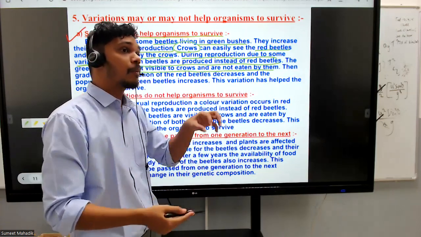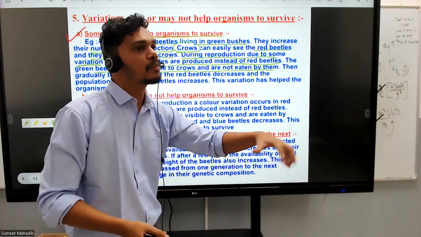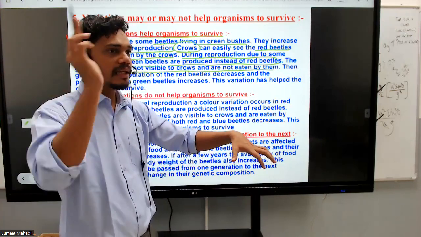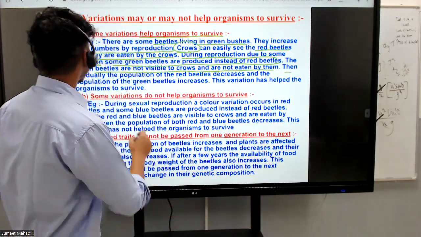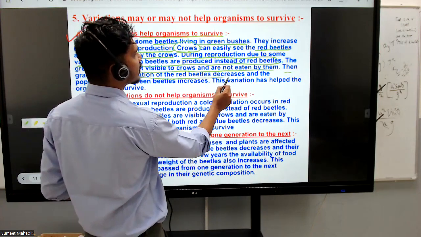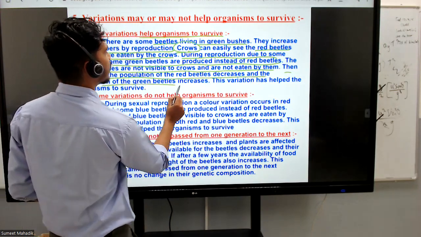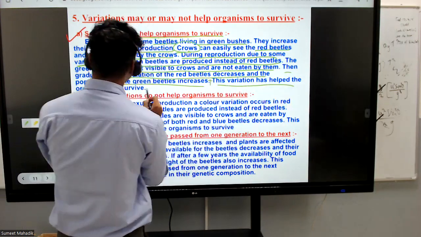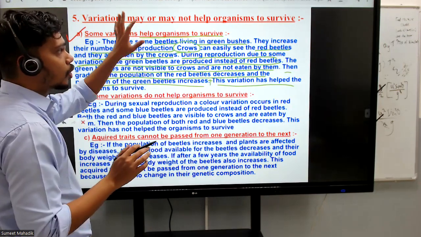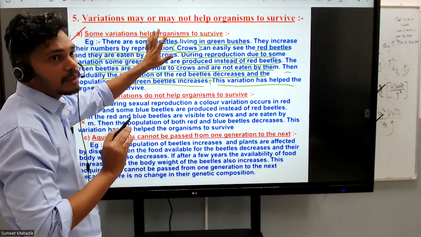Now this is going to create a problem for the bushes, because they will eat much more. Crows were there to maintain the number of them, right? Then gradually the population of the red beetle decreases and the population of the green beetle increases. This variation has helped. This variation helped whom? The green beetle, to increase its population.